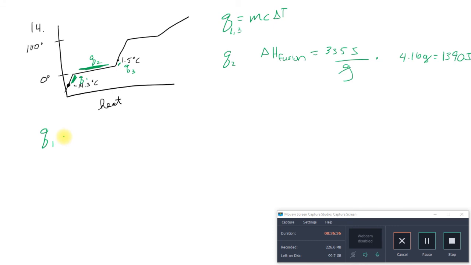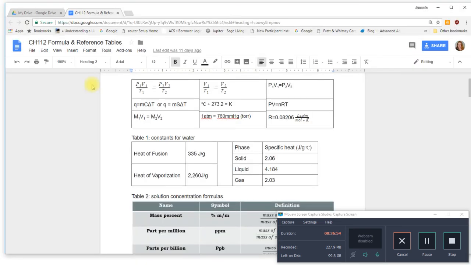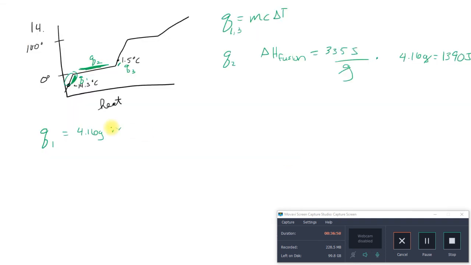Q1 is when we go from negative 14.3 up to 0. So our mass is still 4.16 grams. This is frozen water, so it's not the 4.184 value. We want to use the 2.06 here because it's ice. 2.06 joules per gram degrees C. Again, the units help you here because grams should cancel and our temperature should cancel. So it's not going to be the entire temperature change from negative 14.3 to 1.5.